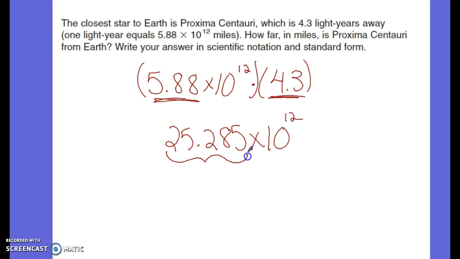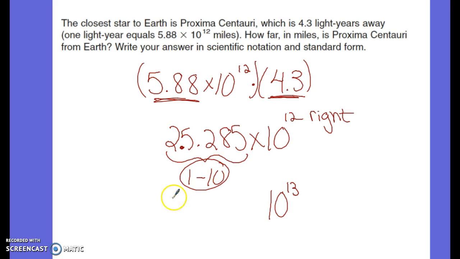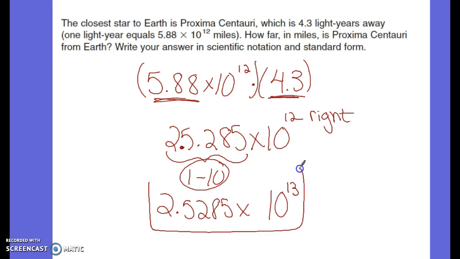But this number has to be between 1 and 10, which it's not. So originally I had to go 12 right. But I have to move the decimal left one. If I have to move it left, now instead of going 12 right, I have to go 13 because I have to go further to get to the final answer. So I get 2.5285 times 10 to the 13th in scientific notation.